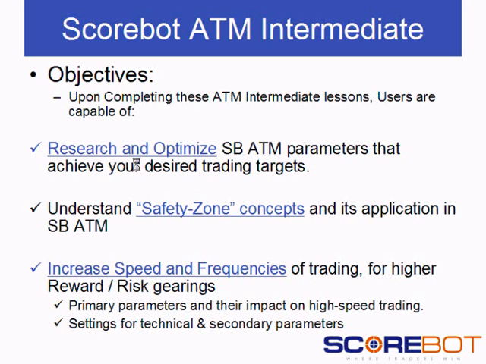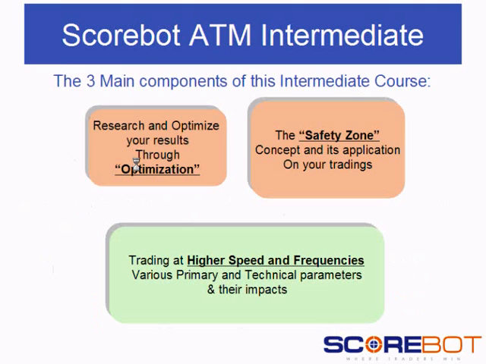And thirdly, how to increase the speed and frequency of trading. And this is only suitable for those who are prepared for higher reward risk gearings. And how do we focus on the primary parameters and the impact on the high speed trading, and also the settings of technical and secondary parameters. So these are the three main components. One, optimization. Second, the concept of safety zone trading. Third, high speed and frequency trading.